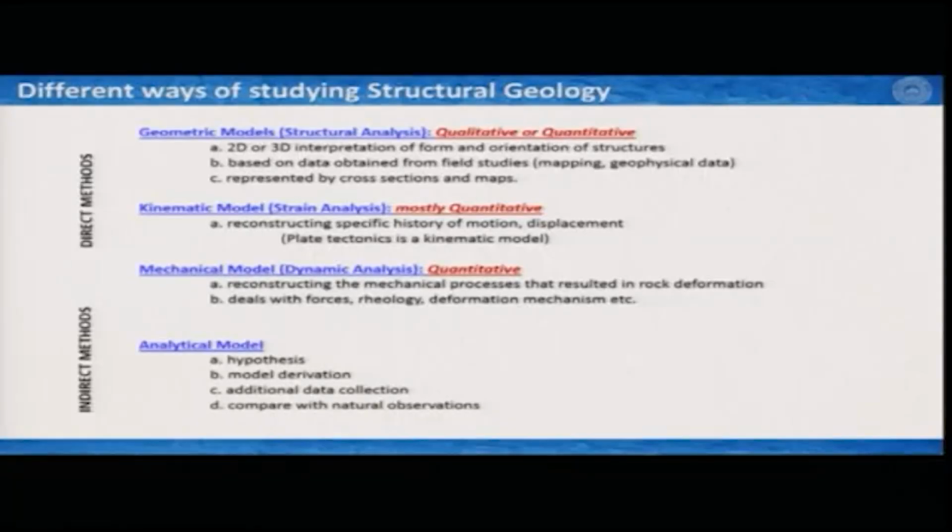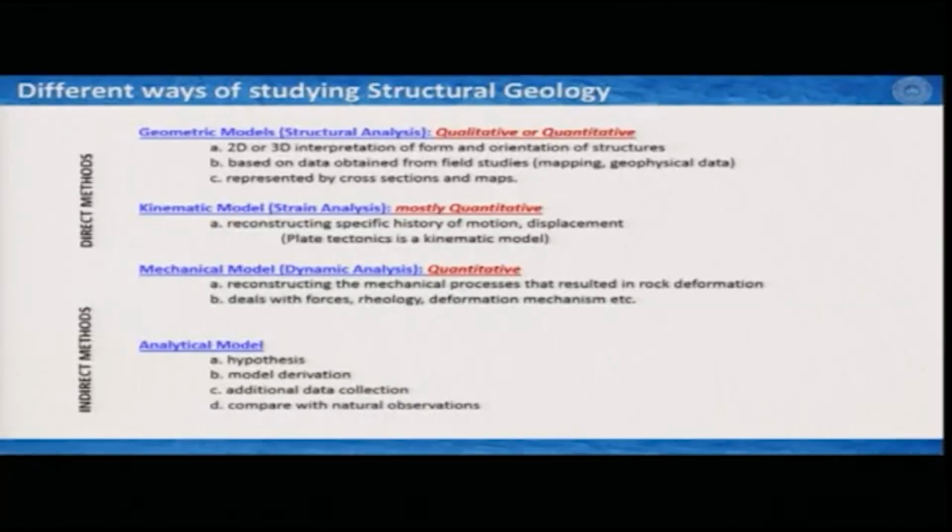Kinematic model, on the other hand, is the next stage of geometrical model, where a structural geologist, after constructing the geometric models, tries to understand what the different motions are at different parts of the structure, that is, which part has moved which way relative to the other parts. That helps you in the next stage to understand the deformation, displacement, motion of things. You can imagine plate tectonics, which actually deals with the motion of the plates, is a kind of kinematic model.